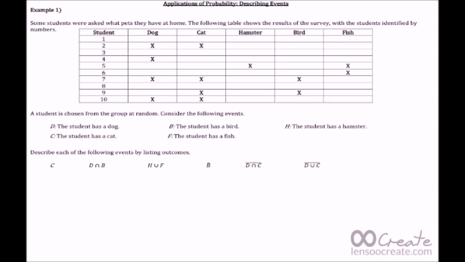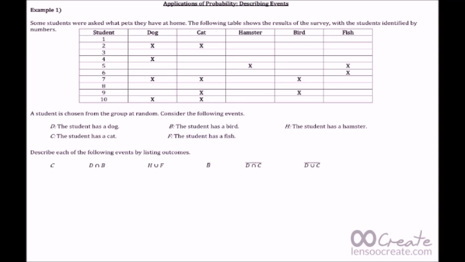Consider the following events. D, the student has a dog. C, the student has a cat. B, the student has a bird. F, the student has a fish. And H, the student has a hamster. Now, if you notice, all the events start with the letter of the animal. Sometimes math actually wants to make your life easy, which is crazy, and you can remember that now. D's dog, C's cat, B's bird, F is fish, and H is hamster.